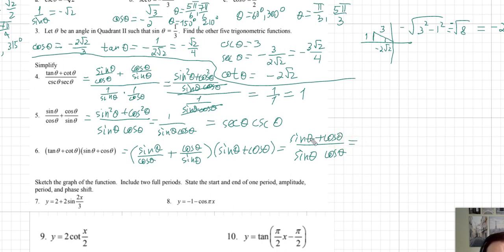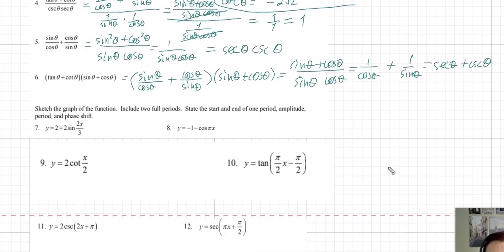And then I'm going to split this fraction into 2. So sine over sine cosine, which is going to give me 1 over cosine theta. And then plus cosine over sine cosine. That way cosines cancel out. So I have 1 over sine theta. And then we can convert those into secant theta plus cosecant theta. And that's our answer for number 6.